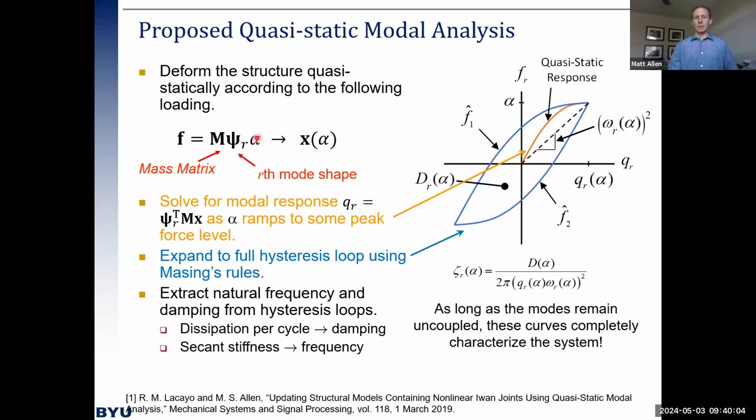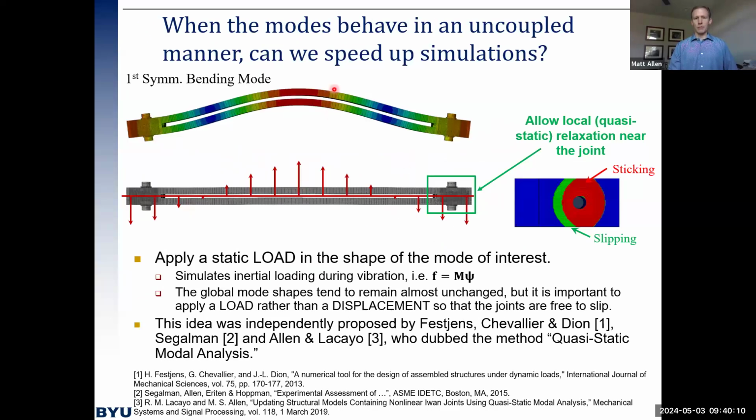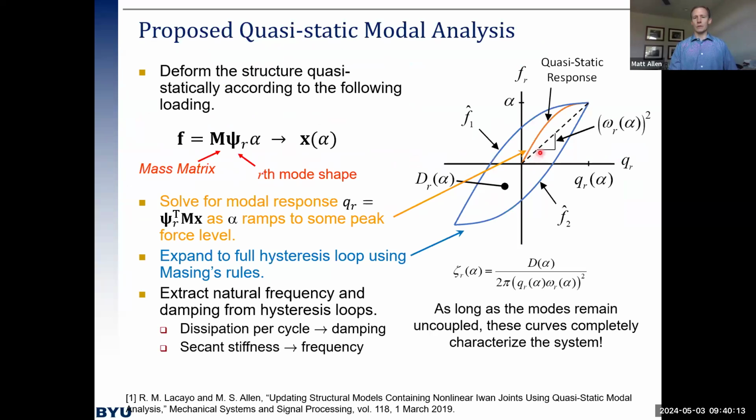But anyway, the idea with this approach is in the modal domain, we apply a force in the shape of the mode, and we get the response of that mode. And so in the modal domain, we can look at force versus displacement. We get a loading curve. Masing's rules allow us to construct the hysteresis loop. And then the line connecting the origin to the point of maximal displacement is a secant line that gives a good approximation for the natural frequency of the system. And the area enclosed by the curve gives the energy dissipated, which can be related to the damping ratio.